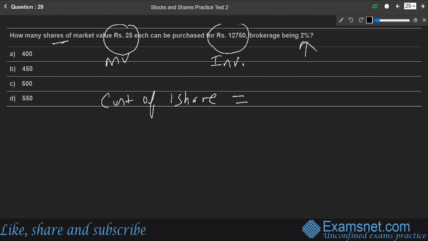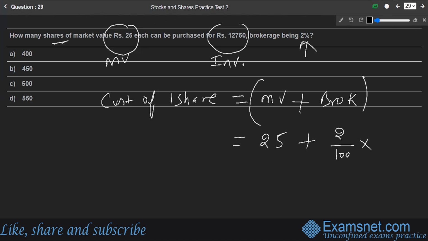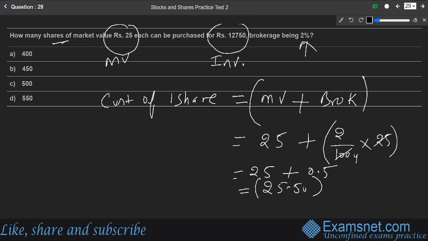Cost of one share is nothing but the market value plus the brokerage. Market value plus the brokerage, that is the actual cost of one share. Market value is 25 rupees as mentioned, plus brokerage is 2%. So we need to find out 2% of the market value, that is 25 itself. If we solve this, this comes out to be 25 plus 25 cut 100 by 4, 2 by 4 is nothing but 0.5. So 25 plus 0.5 is nothing but 25.50 rupees. So cost of one share is 25.50.